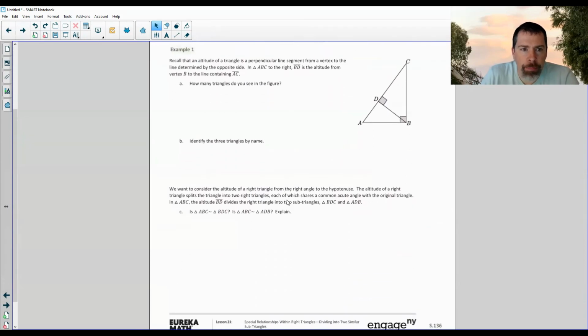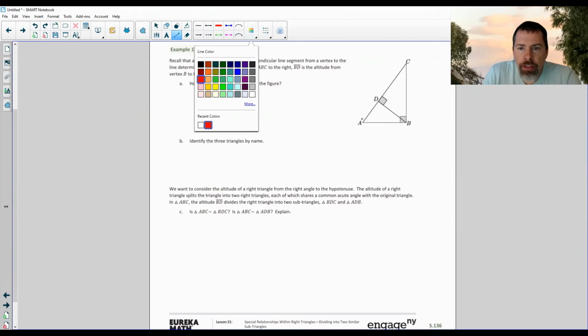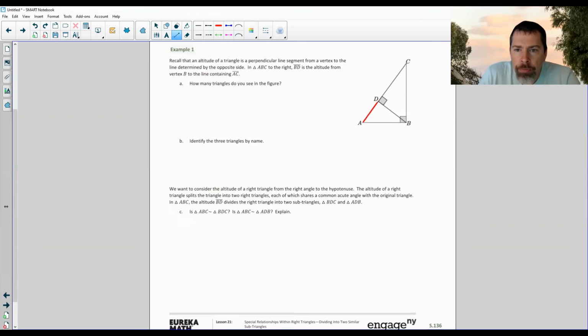Okay, example 1. Recall that an altitude of a triangle is a perpendicular line segment from a vertex to the line determined by the opposite side. In triangle ABC, to the right, BD is the altitude from vertex B to side AC. How many triangles do you see in the figure? Okay, well, I feel like I'm on one of those Facebook things to see how smart you are. How many triangles are in this figure?